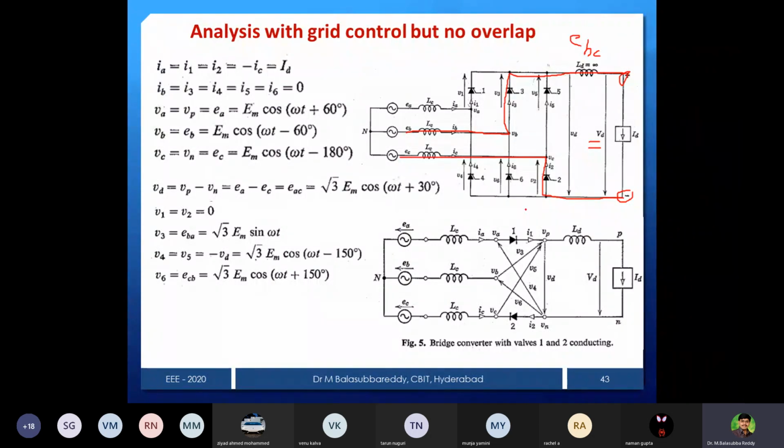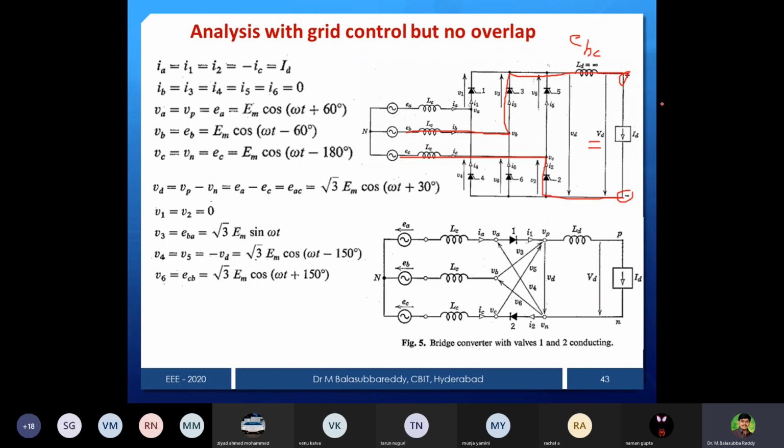So like that, at any particular instant, if two devices are conducting, meaning no overlap, either on the upper side or the lower side, you can easily identify what our output voltage is, what our valve voltages are, and what the currents are. Current will be there whenever the device conducts. By default, if the valves are not conducting, the current is 0.